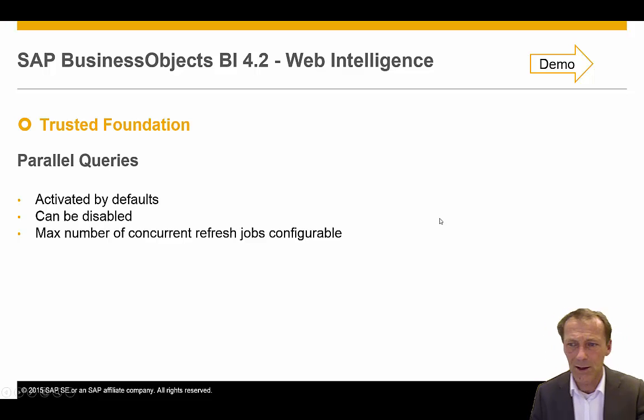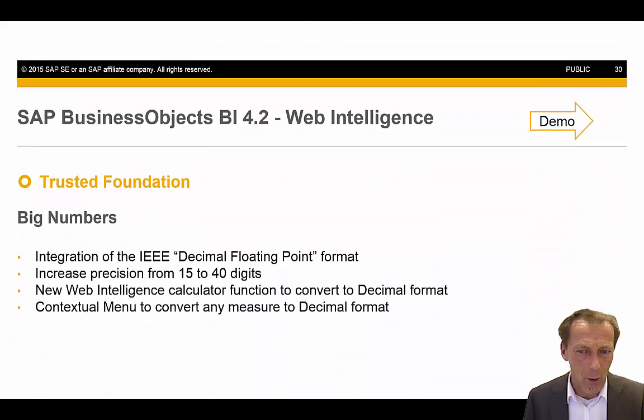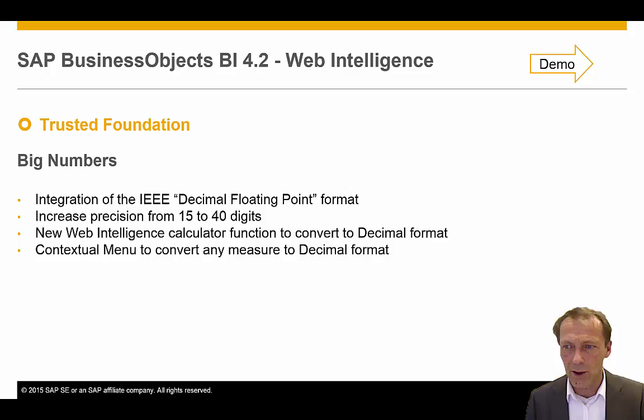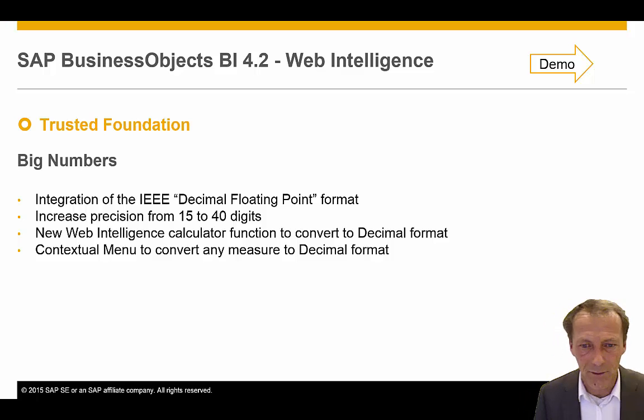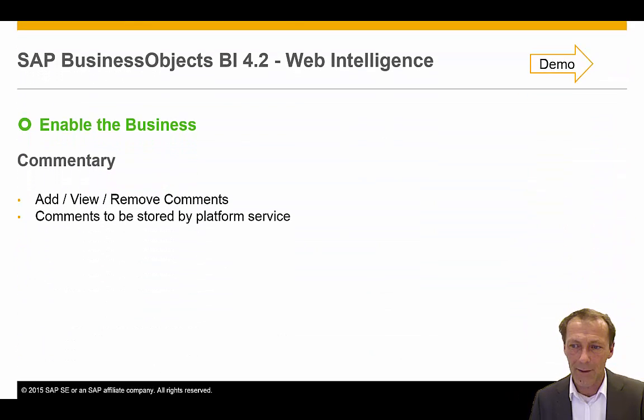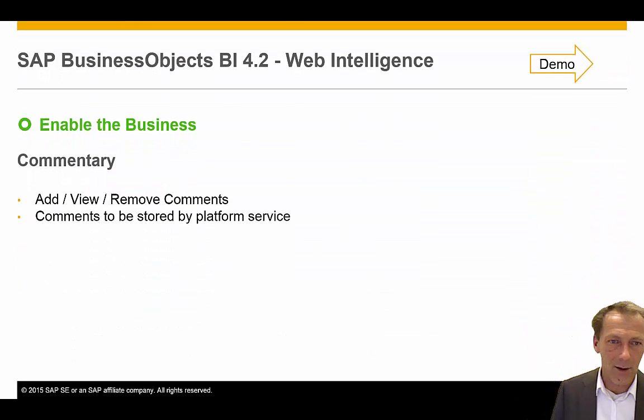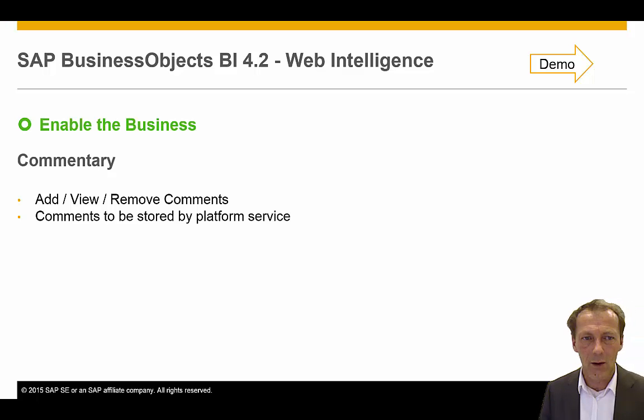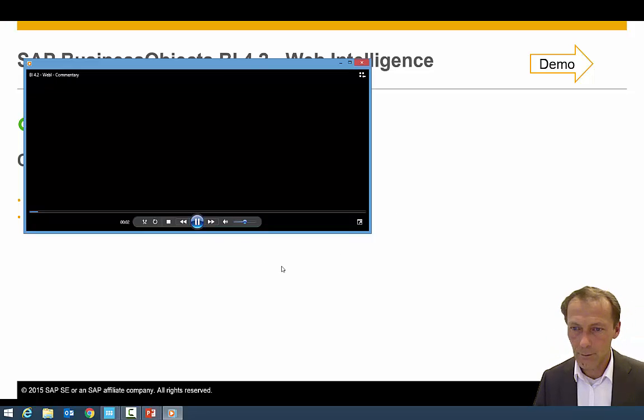So parallel queries can be disabled. It is activated by default. There is a demo movie which I will share with you afterwards. Big numbers up to 40 digits are now supported for specific environments, especially in financial areas where that's very important. You can now do that. Commentary, and I'd like to have a look at the demonstration video for commentary, which I will show.